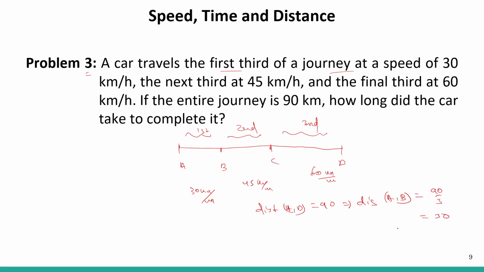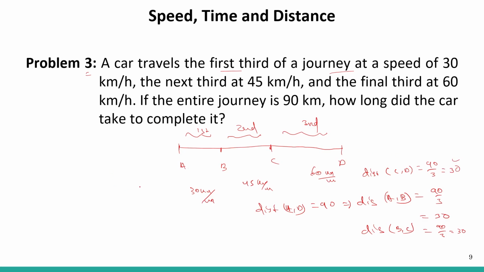So the distance between B and C will be what? The distance between B and C will be 90 by 3, so it will be 30, right? So the distance between C and D will be what? It will be exactly 90 by 3, which is equal to 30, right?